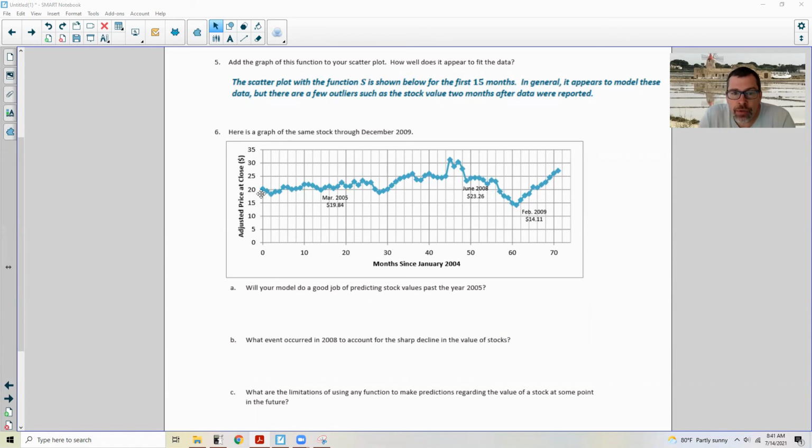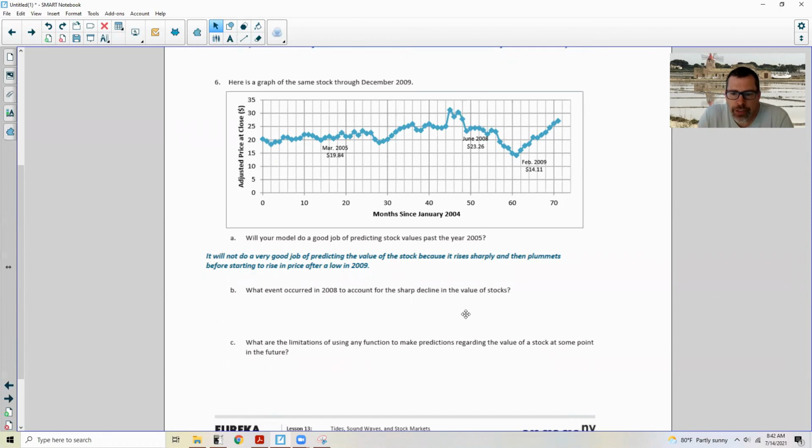It was sinusoidal here, kind of right here. All of a sudden it got wacky and went outside of the amplitude. So in words, it will not do a very good job of predicting the value of the stock because it rises sharply and then plummets before starting to rise in price after a low in 2009. B says, what event occurred in 2008 to account for the sharp decline in the value of stocks?